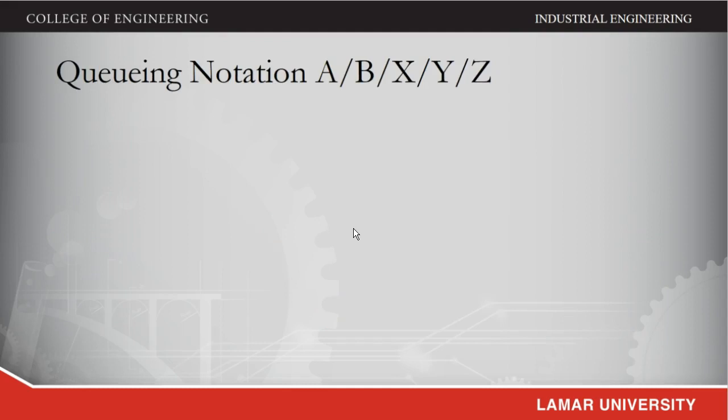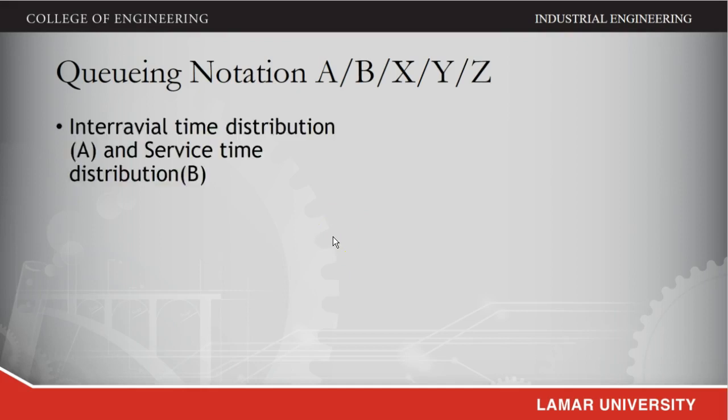In queuing systems, we need a notation to explain the situation to which we are referring. The convention is to have a certain number of spaces, at least 3, separated by a diagonal. The first 2 spaces refer to the inter-arrival time distribution for the first spot, denoted here with letter A, and the service time distribution for what is denoted in the second space, or letter B.